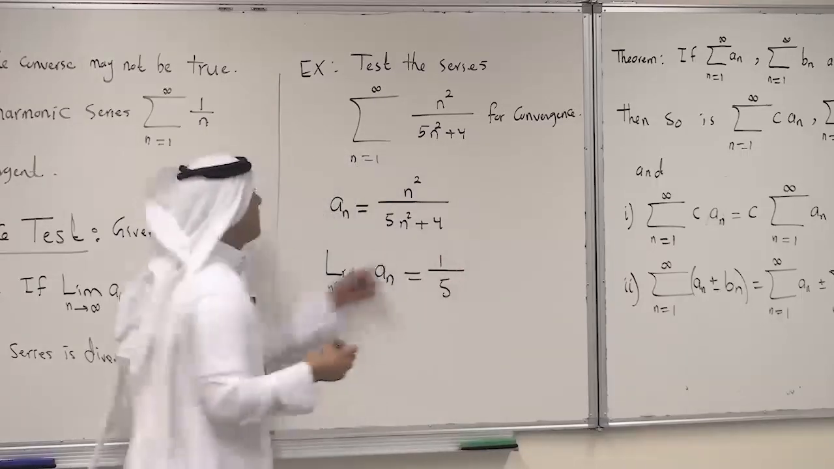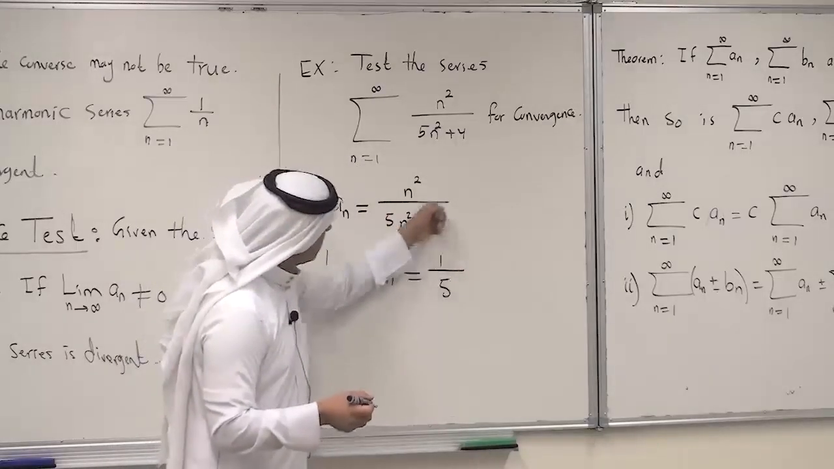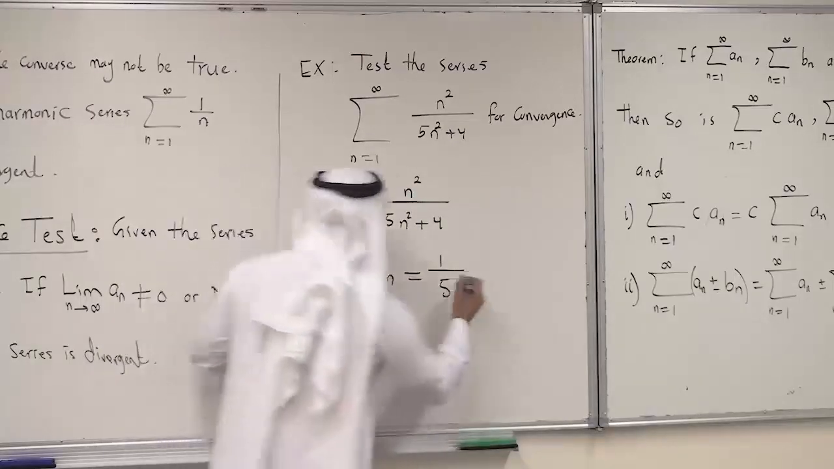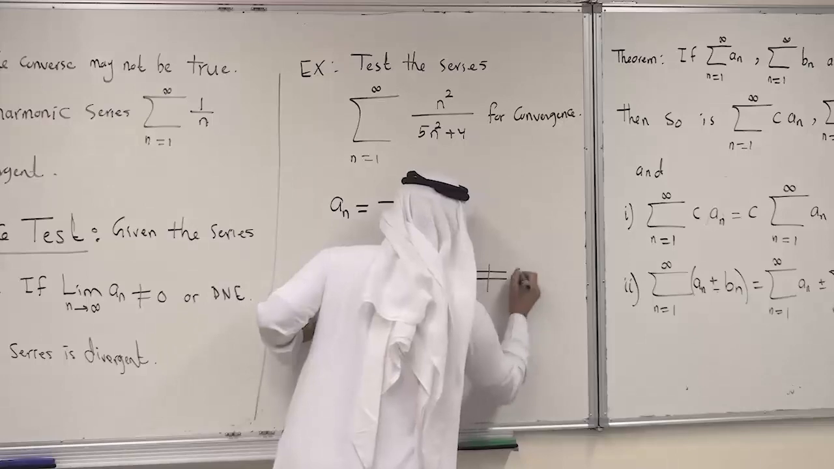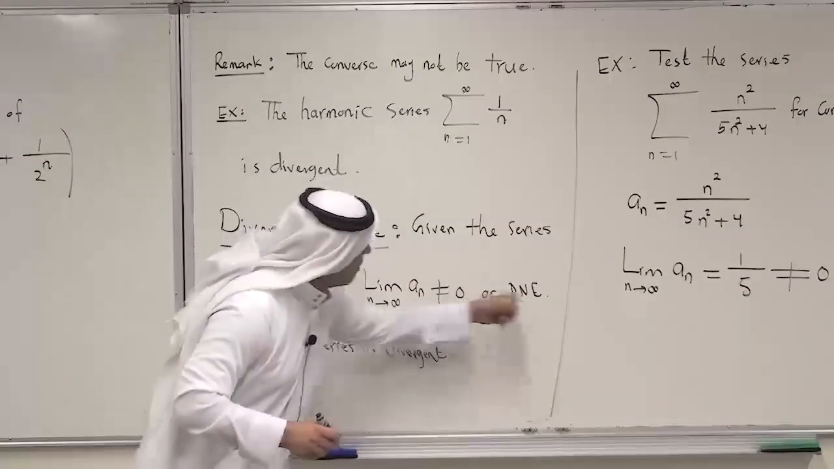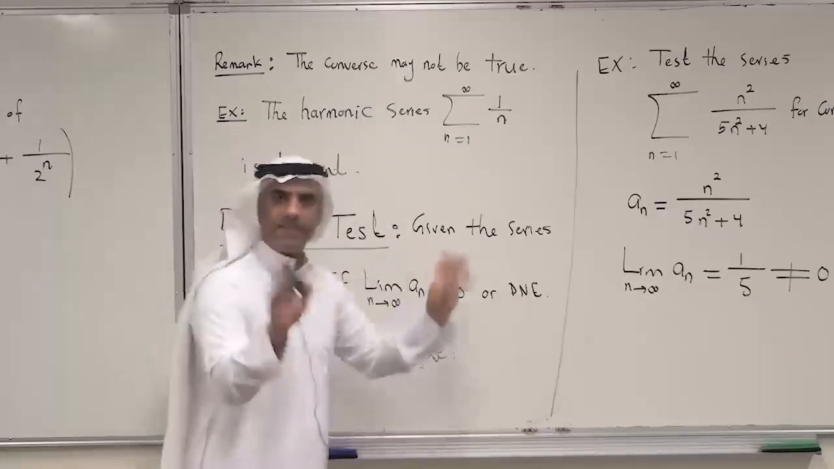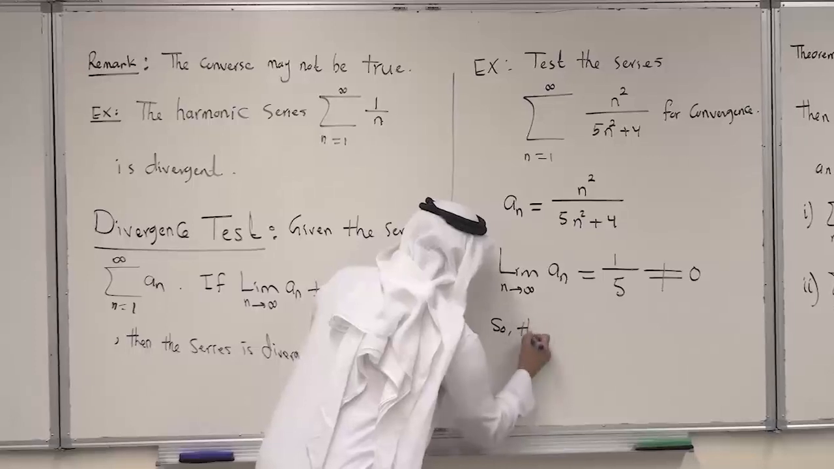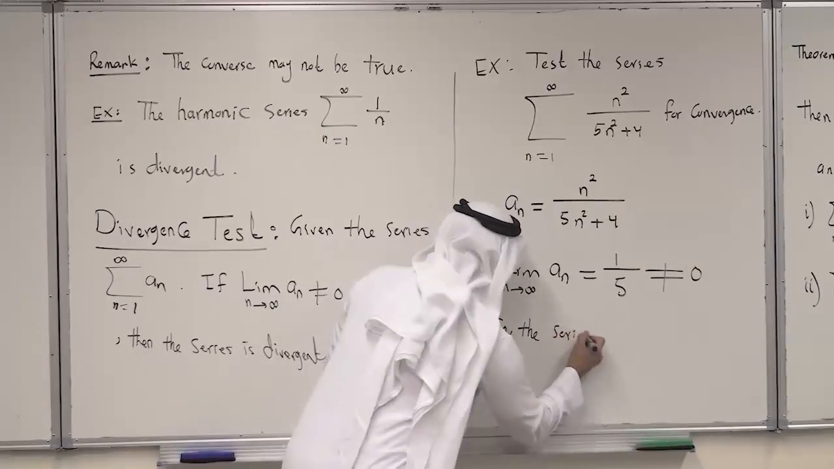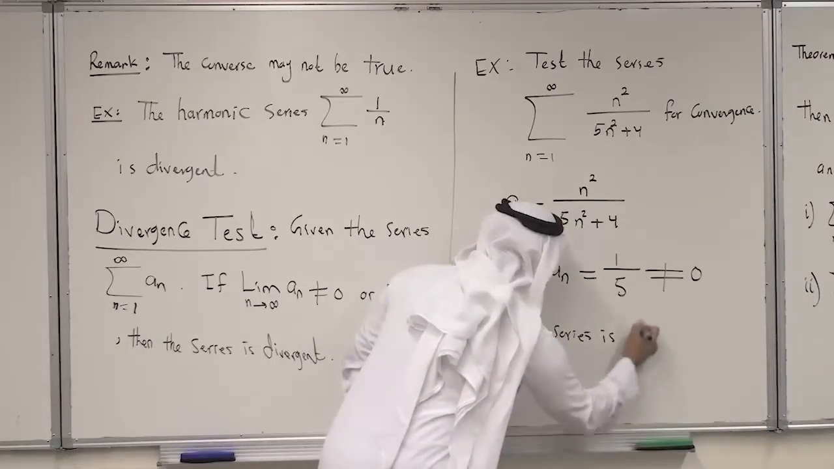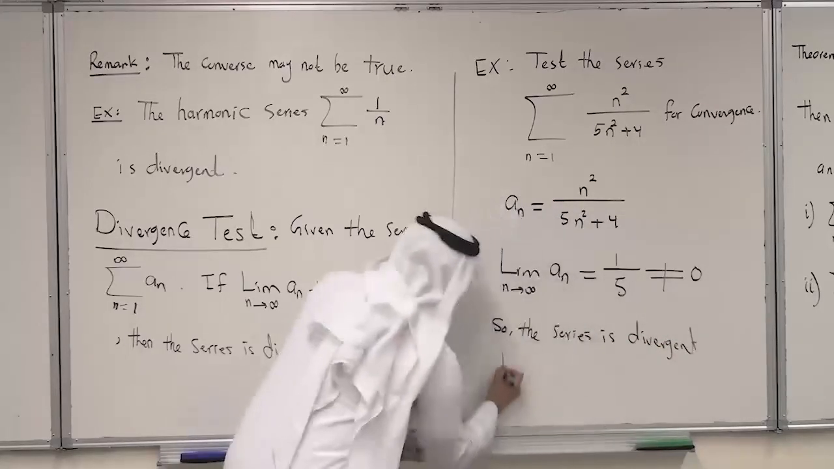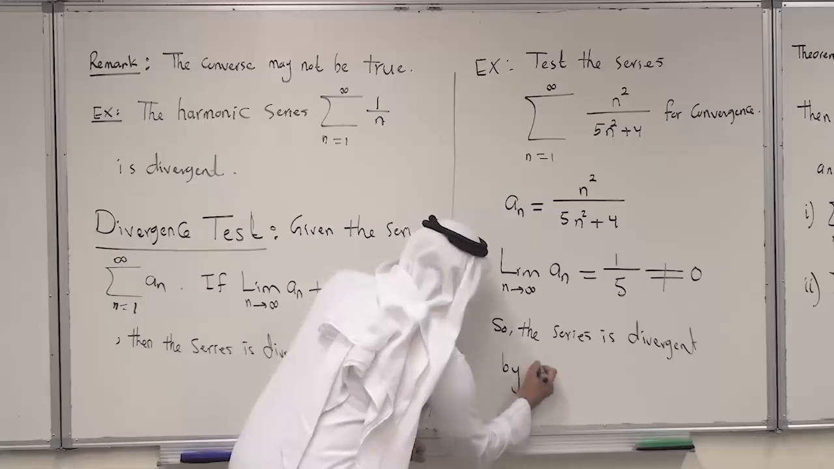Why? You can divide by n squared, so this should be 5 plus 4 over n squared, and this goes to 1 over 5. Now, this is not equal to 0. Since the limit of an is not equal to 0 or does not exist, the series is divergent. So the series is divergent by what we call the divergence test.